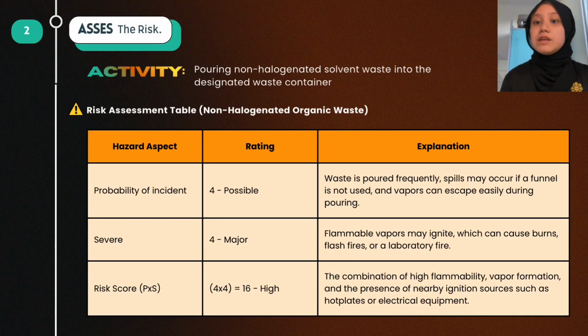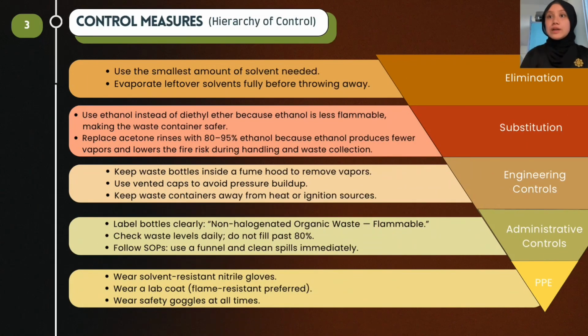Next is the severity. The rating is also 4, which is major, where the flammable vapors may ignite, which can cause burns, flash fires, and or a laboratory fire. So for the risk score, the probability times the severity, we got 16, which is high. This is because of the combination of high flammability, vapor formation, and the presence of nearby ignition sources such as hot or electrical ones.